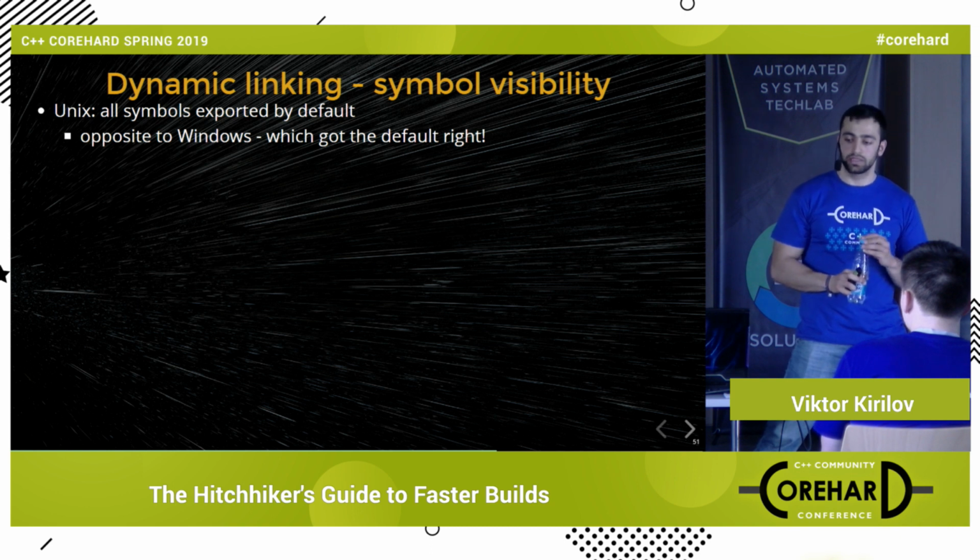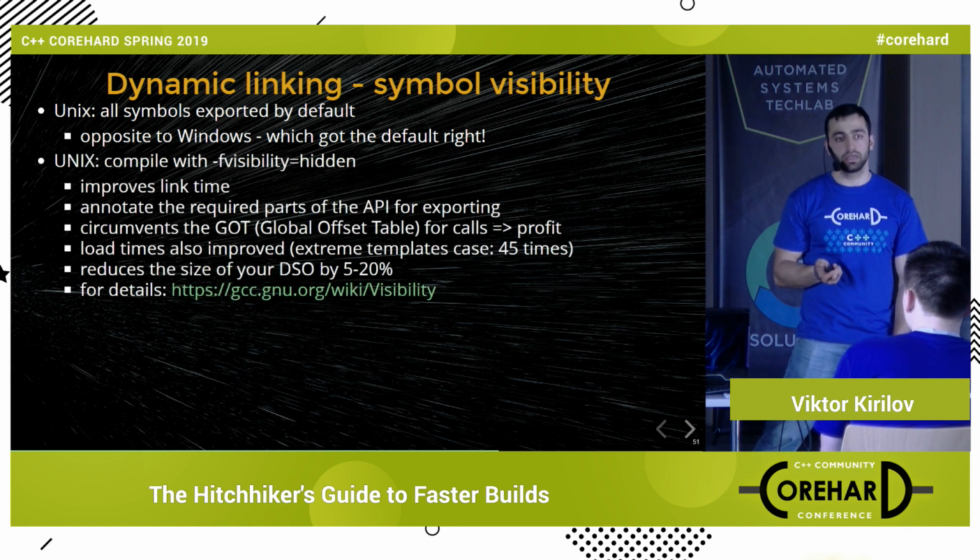So the thing is, on Unix, all symbols are visible by default when we build a shared library. And on Windows, it's the opposite. This time, Windows got the default right. And we could make Unix compilers and the system behave like Windows if we use the -fvisibility=hidden flag. And that means that nothing is exported by default. And then we would need to be explicit about what gets exported from our shared library.